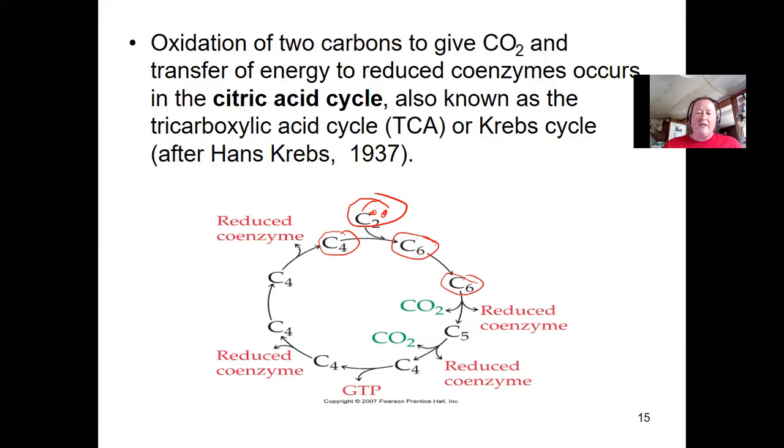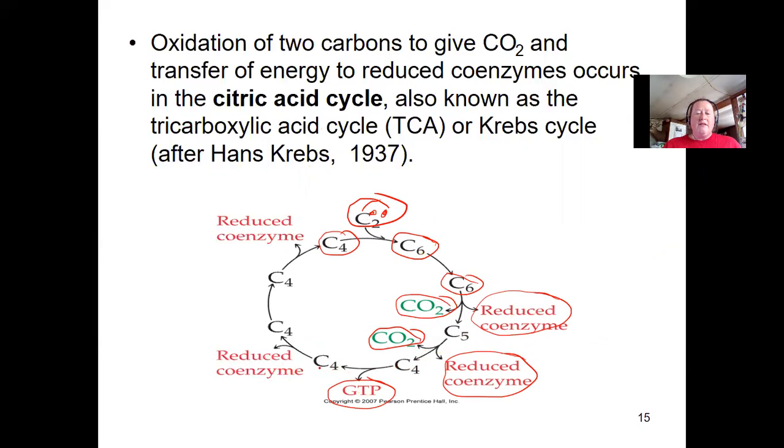So here we go from a 6 carbon molecule to a 5 carbon molecule because we have 1 carbon dioxide being given off. Here we go from a 5 carbon molecule to a 4 carbon molecule because we have another carbon dioxide being given off. Between these 2 steps, we have a reduced coenzyme being produced. We have another here. This GTP is a precursor to ATP, so it will ultimately form ATP.